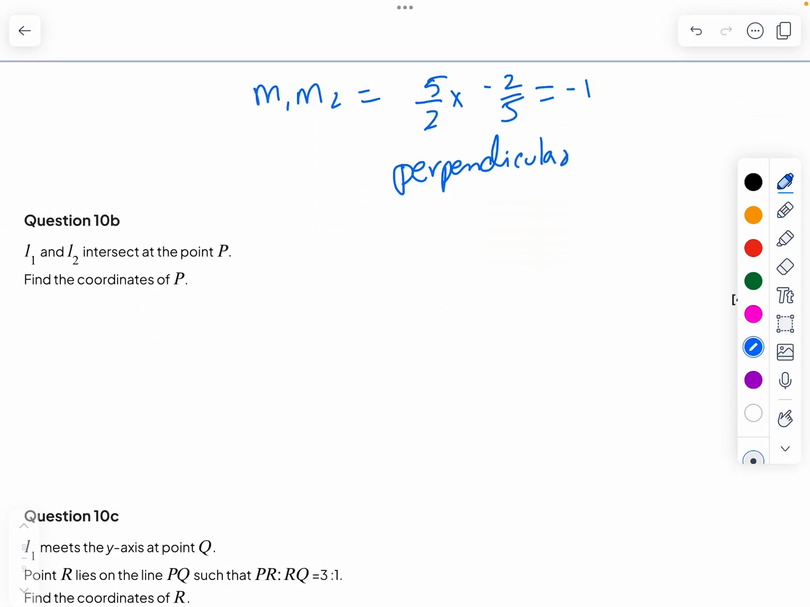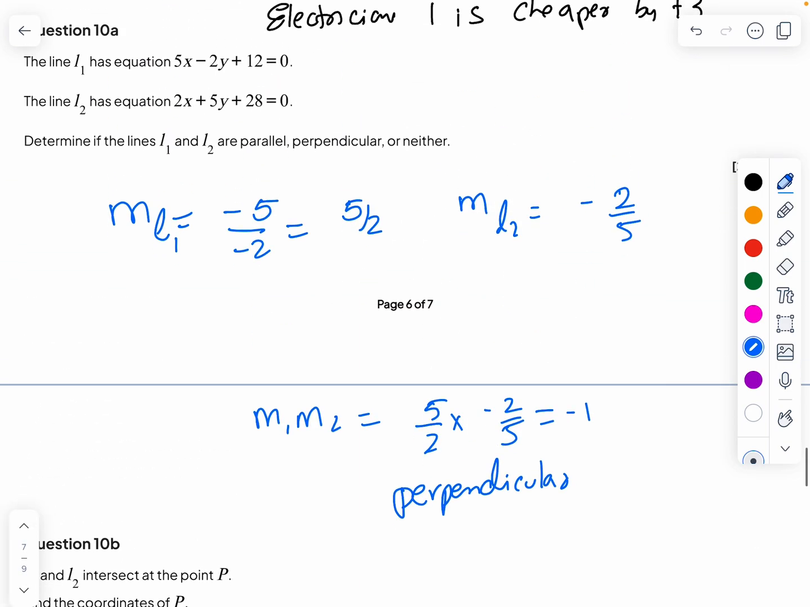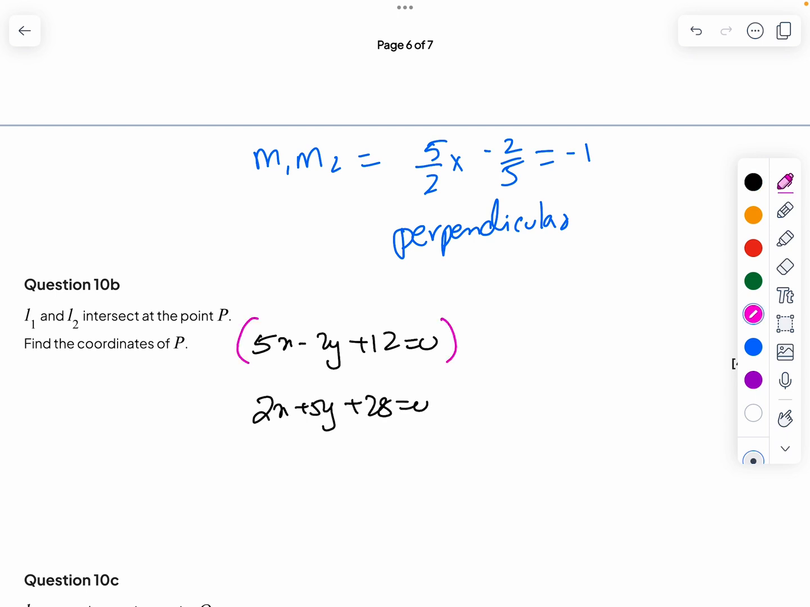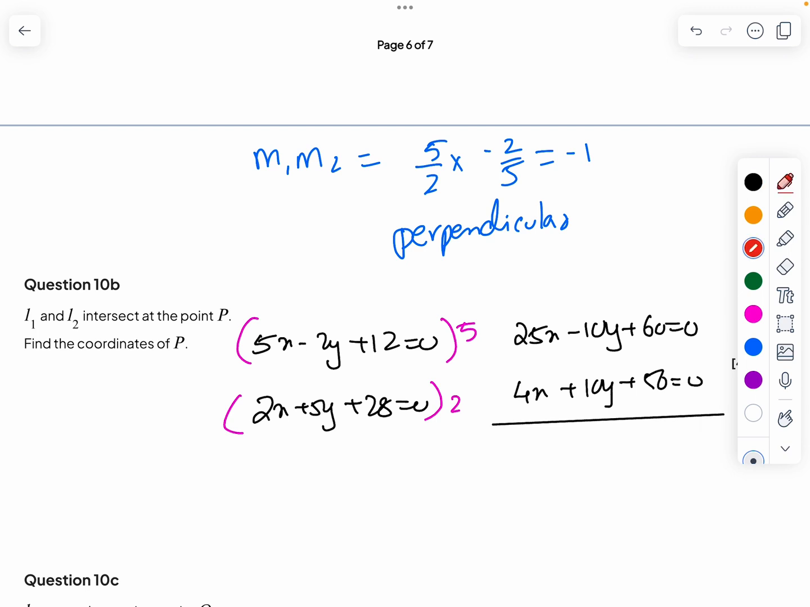L1 and L2 intersect at a point P. Find the coordinates of P. The first equation is 5x minus 2y plus 12 equals 0. The second equation is 2x plus 5y plus 28 equals 0. I multiply the first equation by 5 and the second by 2. So I get 25x minus 10y plus 60 equals 0, then 4x plus 10y plus 56 equals 0. Adding both, 29x plus 116 equals 0, 29x equals negative 116, x equals negative 4.